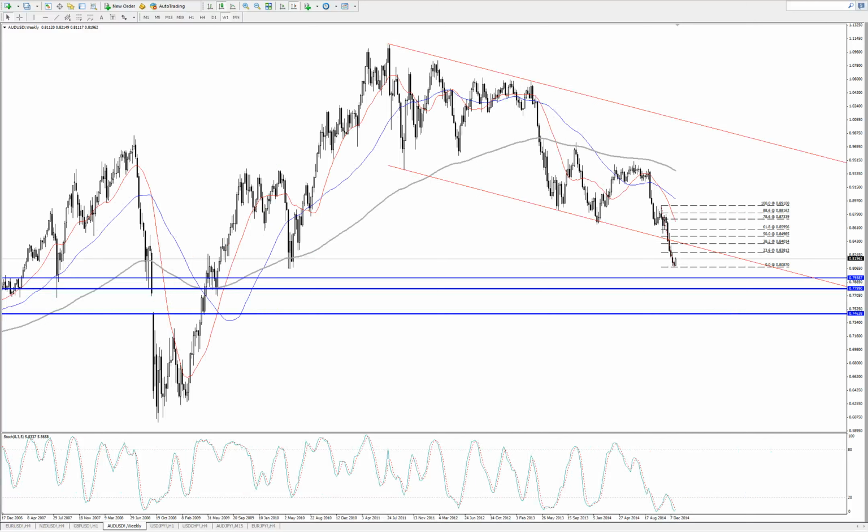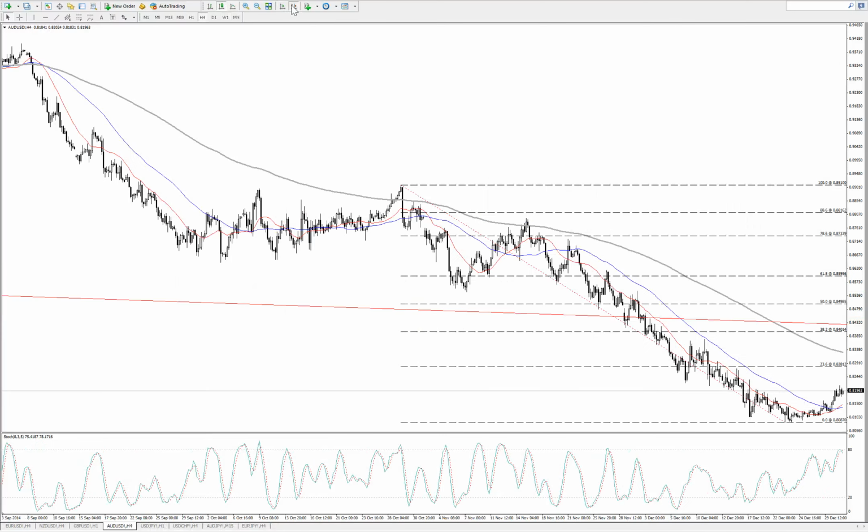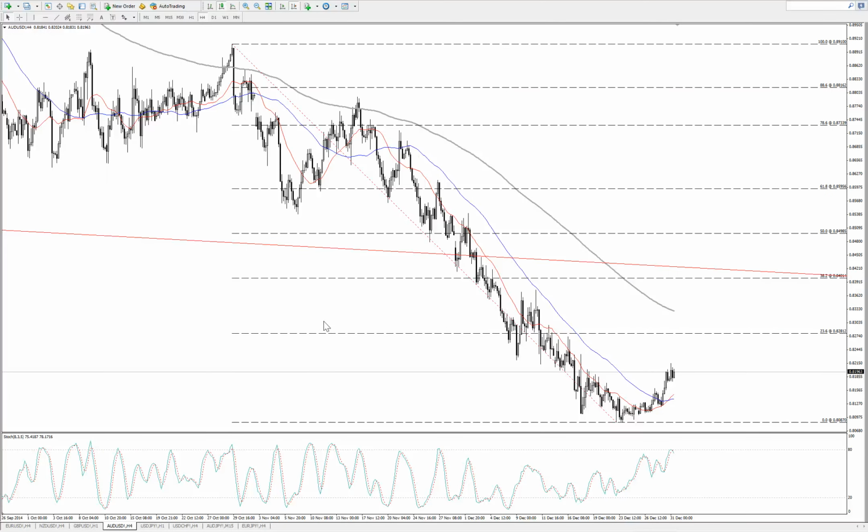All right, and of course, if we look at how far it can fall, these are the few levels. The first level is at 0.7938, followed by 0.7799, and based on the weekly chart itself, it can go as low as 0.7463. So that's for the Australian dollar against the US dollar.